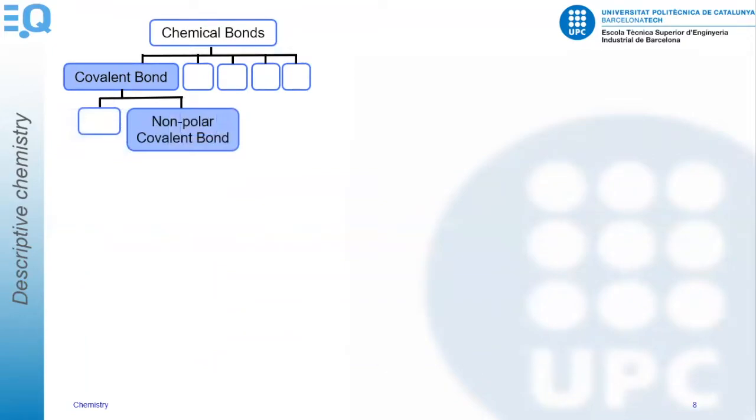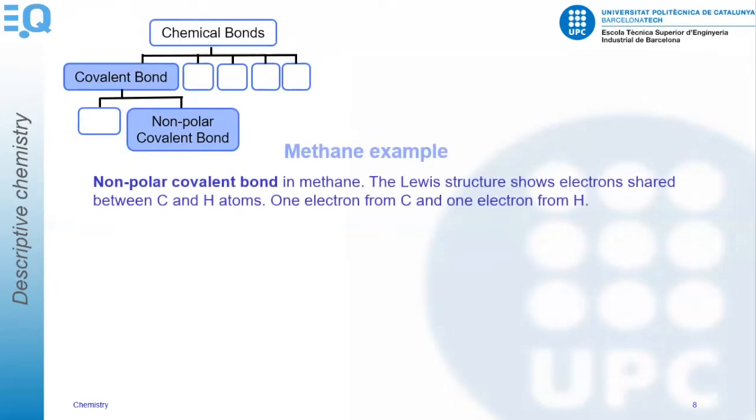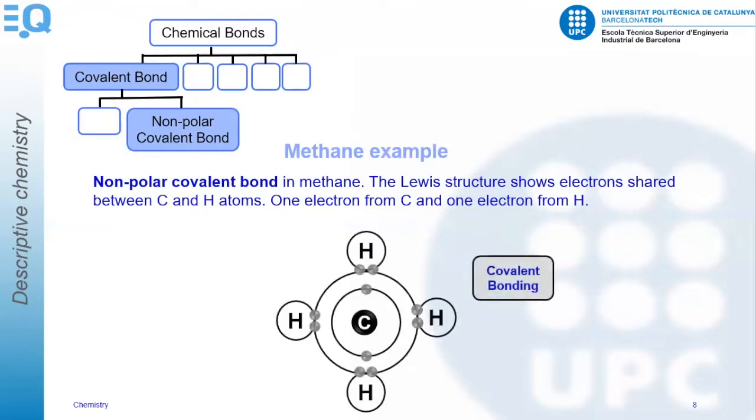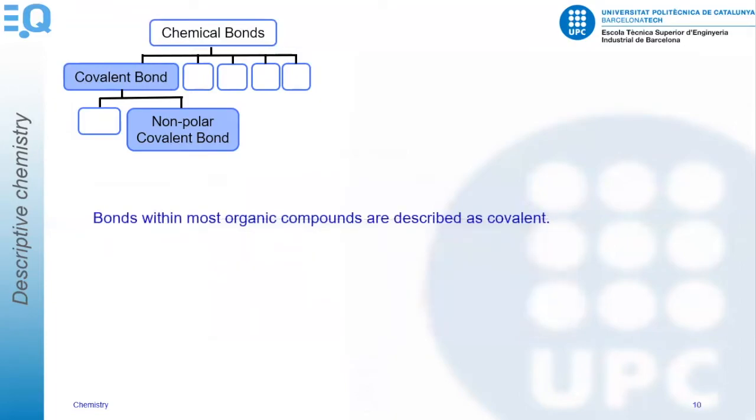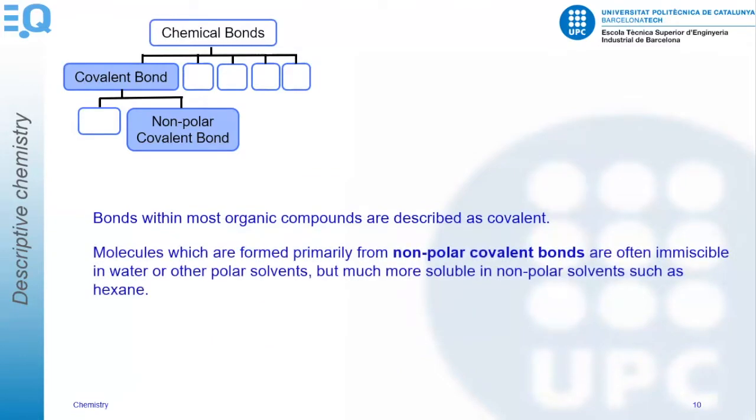Now, a non-polar covalent bond, for example, is methane. The Lewis structure shows the electrons shared between the carbon and the hydrogen atoms. One electron is from the carbon, one electron is from the hydrogen. In these cases, the electronegativity difference between the bonded atoms goes from 0 to 0.3, which is very low. The majority of organic compounds have covalent bonds.